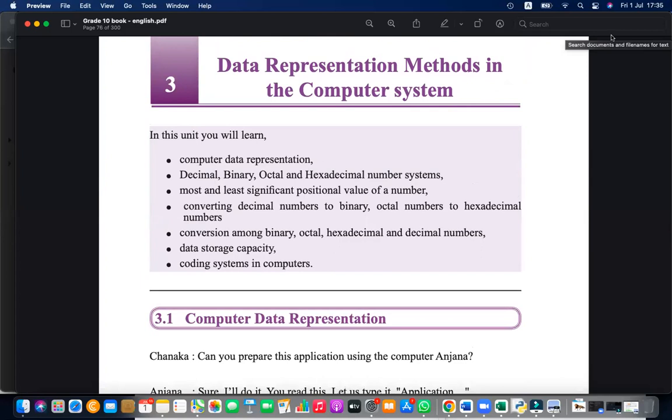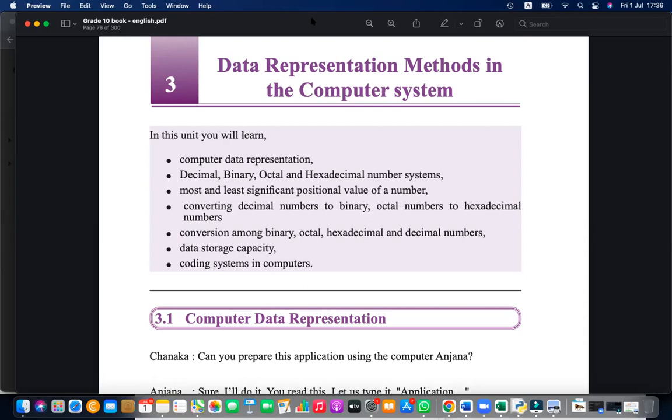Okay, data representation methods in the computer system. Actually, we have discussed this lesson already, but today I'm going to give you a reminder again, because this is a really important lesson that we discussed a few months ago. Sometimes you might not remember the content exactly. Therefore, I would like to give a small brief on this before we move into the next lesson.